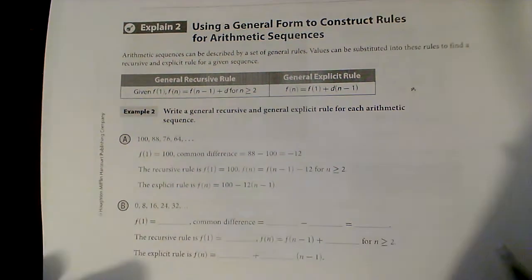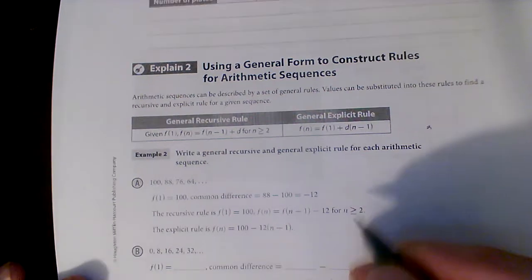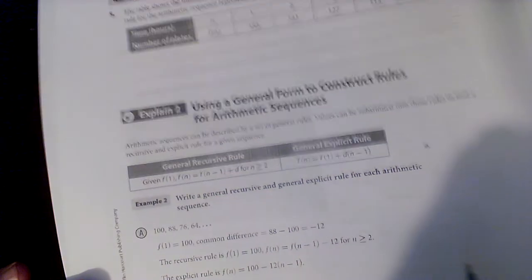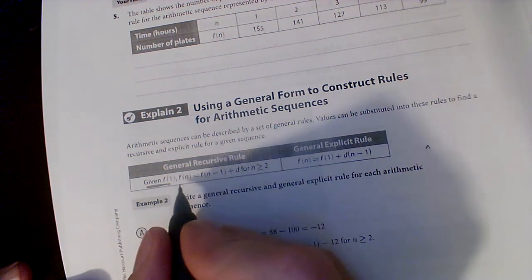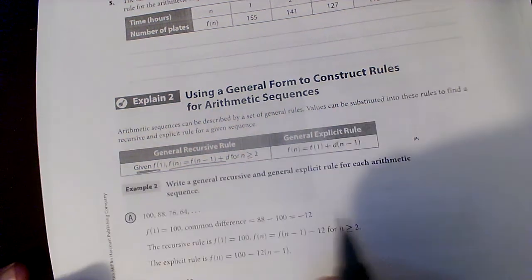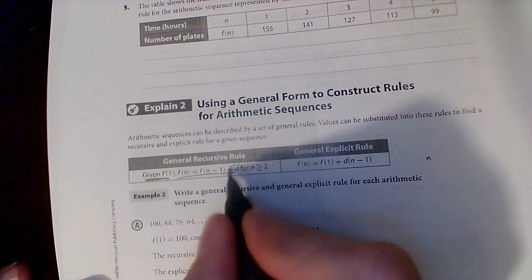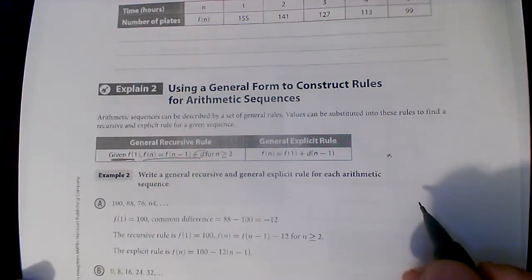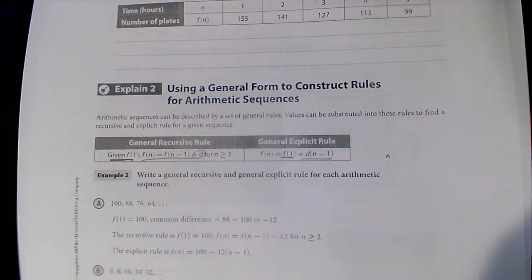Alright, you guys, we got a little bit more to do. Here is the general form of a recursive rule, right? You give an F1 and then you write a rule. To write a rule, you need to know that you have to start from the previous statement and then the difference. Here is the general form for an explicit, right? You give a start and then a rule of n minus 1.